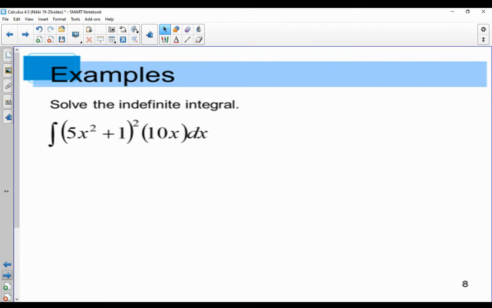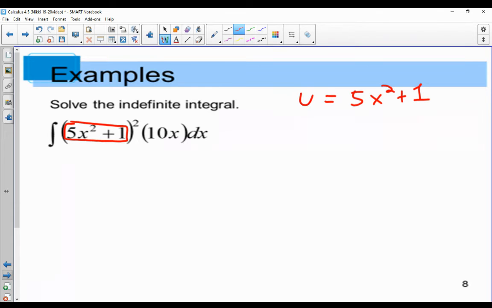Let's try this one now. So again, it wants us to do the integral, which means we have to do the antiderivative. Right now, that's a lot to take the antiderivative of. So let's break it down. Let's take the giant function inside the parentheses, 5x squared plus 1, and let's set it equal to u. Now let's derive both sides. If we derive the right side first, 5x squared will become 10x. The derivative of 1 is just 0. So you just get 10x, and then you'll label that as dx, the derivative of x.